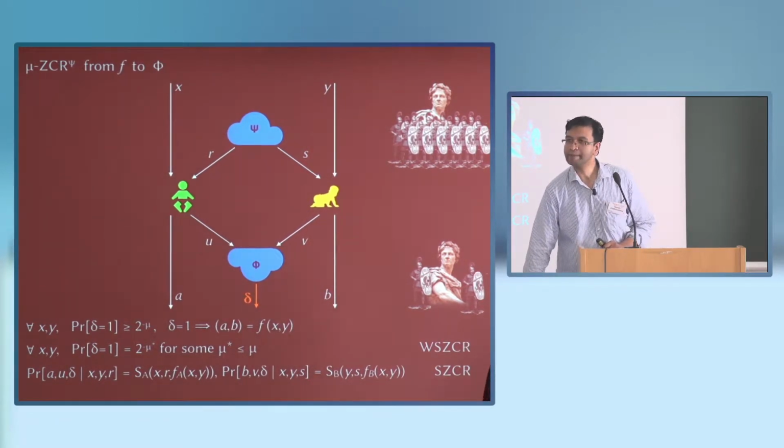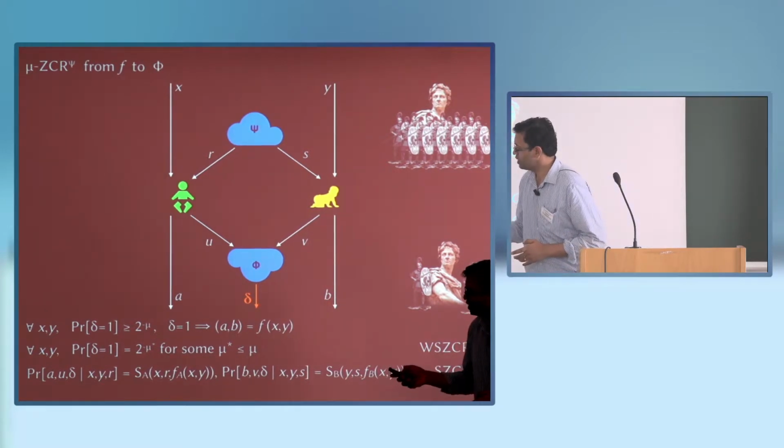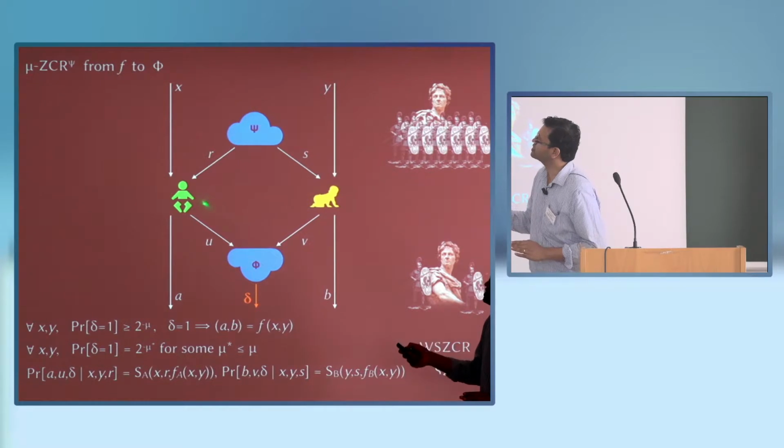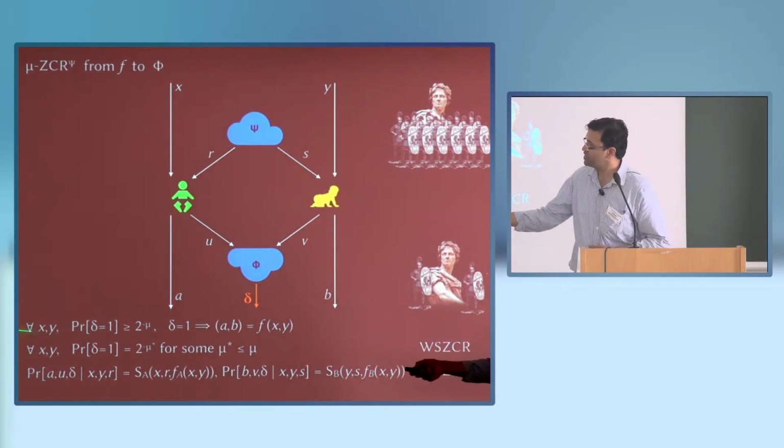What is the probability of delta equal to 1 over? Is it for random U and V, or is it for a run of the protocol? It's random RS and the randomness of these guys. XY is fixed, so for every XY.